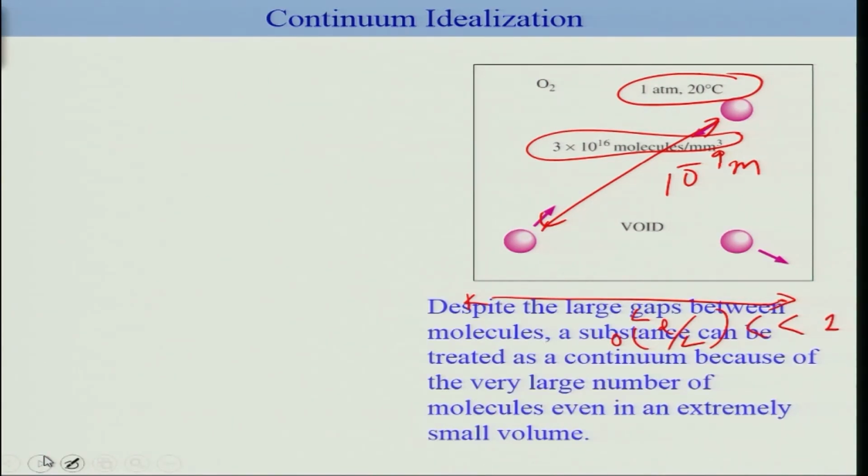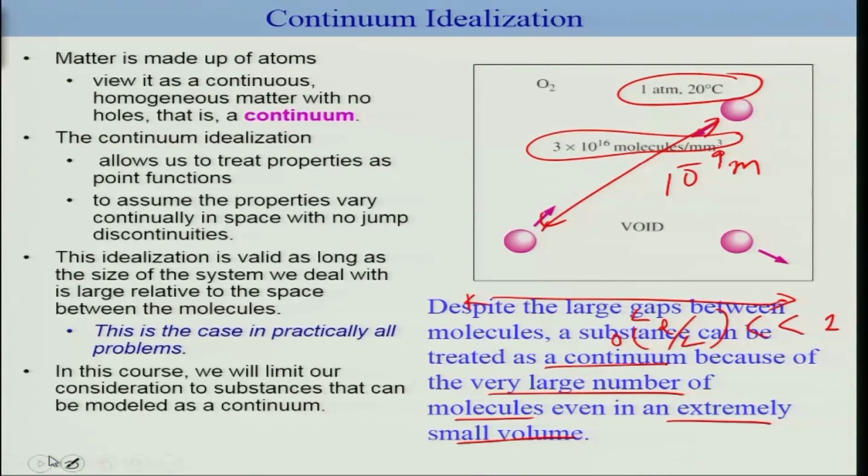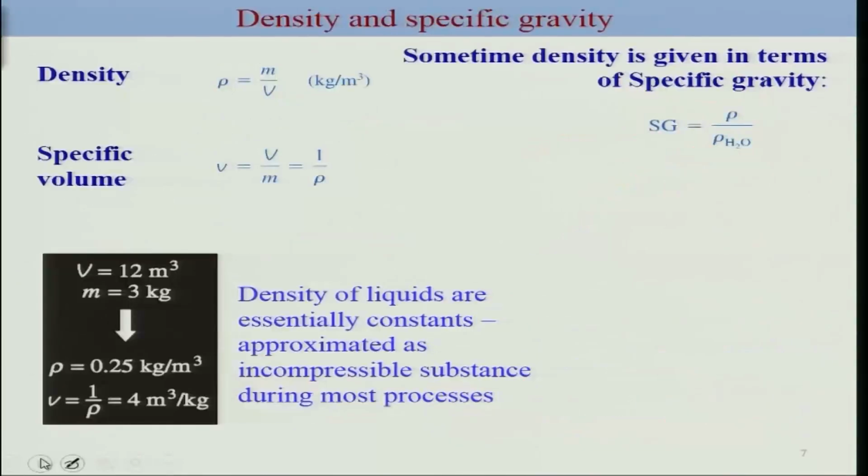So despite the large gaps between molecules, a substance can be treated as a continuum because of the very large number of molecules even in an extremely small volume. This allows us to consider that the properties are also continuous, that the properties vary continually in space with no jump discontinuity. Considering the systems we are going to look at, because of the extremely small size of the atoms, this will be the practical case for all our problems. We are not going to take sand particles, grain or asteroids, which are large in size. So in this course we will limit our consideration to substances that can be modeled as a continuum.